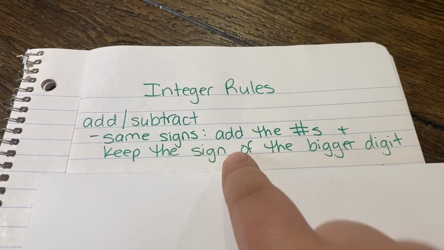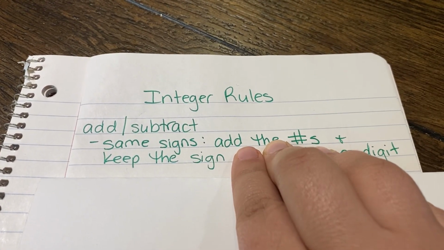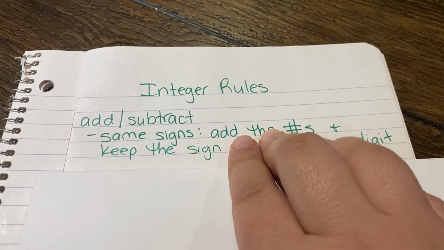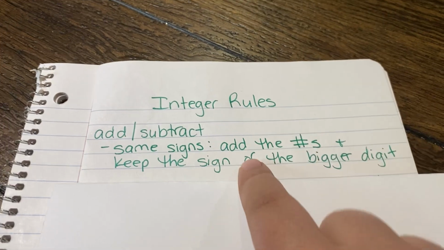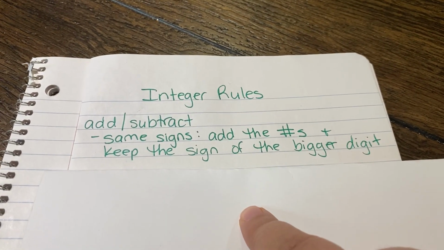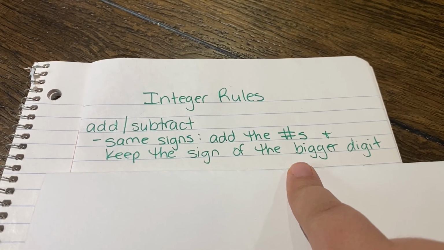Now, technically, this rule could stop here. It could just say add the numbers and keep the sign. Because if it's 2 negatives, the answer will be negative. If it's 2 positives, the answer will be positive. But I add this last part because I use this in the next rule. So we just keep them on both, so just a little bit easier to remember.